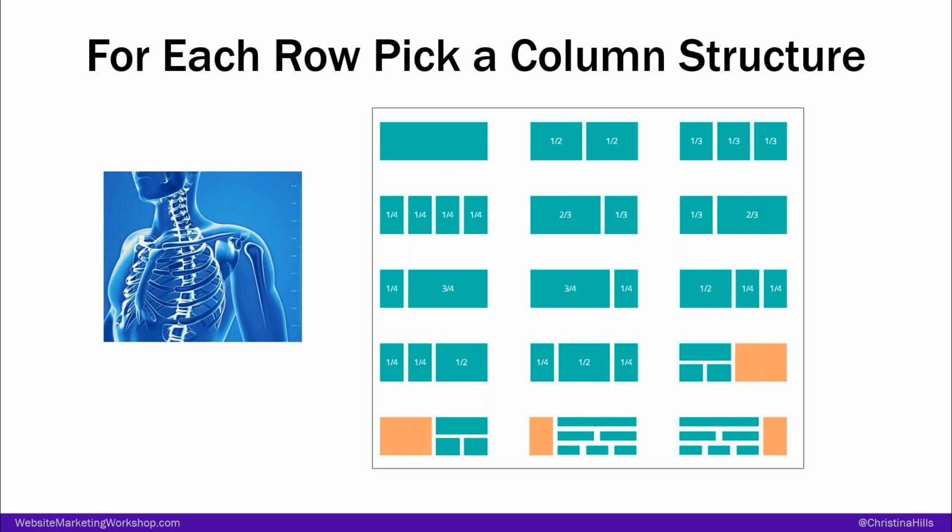So for each row, and I'm going to keep showing more images because images always help explain things, you pick a column structure. So what do I mean by that? Is it one column? Is it two columns? Is it three columns? Is it four columns? Is it maybe a 2/3, 1/3, or 1/3, 2/3, or 1/4, 3/4? So you can kind of slice and dice and divide up your row however you want.